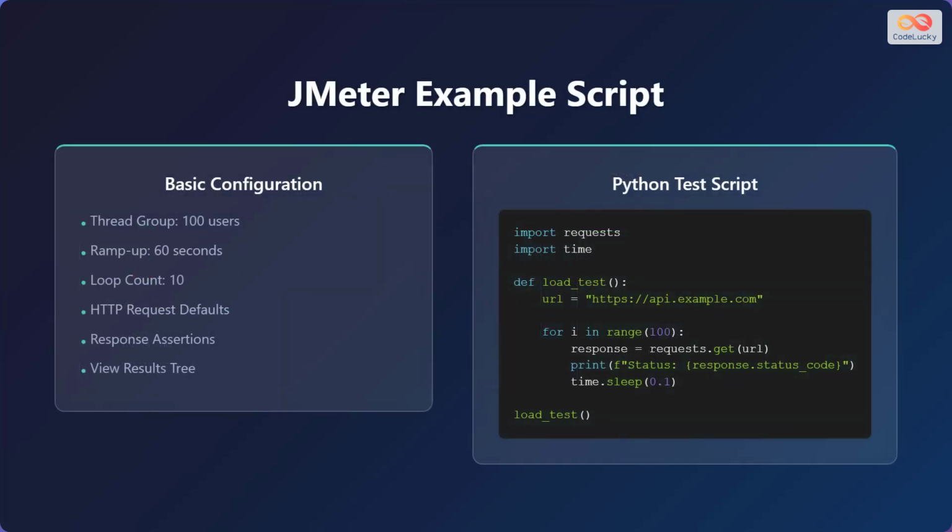Let's take a quick look at an example using JMeter. You'll start with basic configuration, setting up a thread group with, say, 100 users, a ramp-up time of 60 seconds, and a loop count of 10. Then configure HTTP request defaults, response assertions, and set up a view results tree to see the responses to our requests. You can create a script in Python, importing the requests and time libraries. In the function load_test, you can define the target URL. A for loop gets executed 100 times where the GET request happens. The status along with response from server gets printed, and the script goes to sleep for 0.1 seconds.